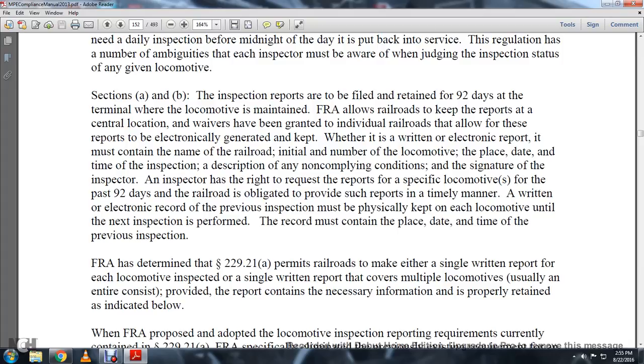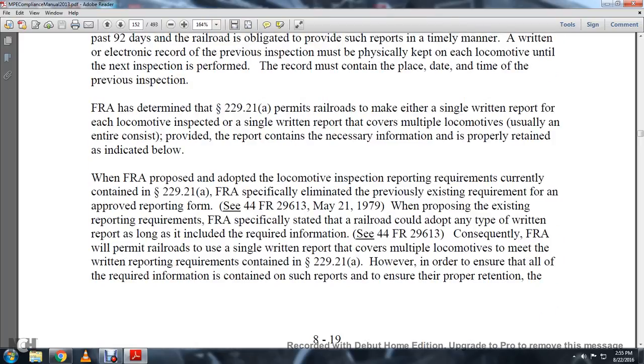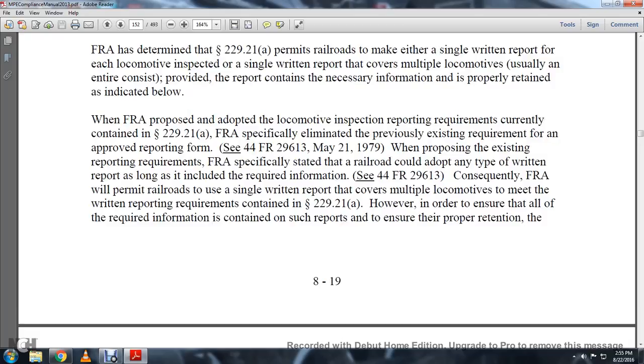The written or electronic report for the previous inspection must be physically kept in each locomotive until the next inspection is performed. The record must contain the place, date and time of the previous inspection. FRA has determined that section 229.21(a) permits the railroad to make either a single written report for each locomotive inspected or a single written report that covers multiple locomotives, usually an entire consist, provided the report contains the necessary information and is properly retained as indicated below.